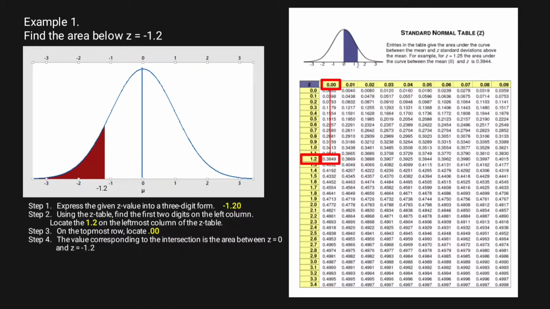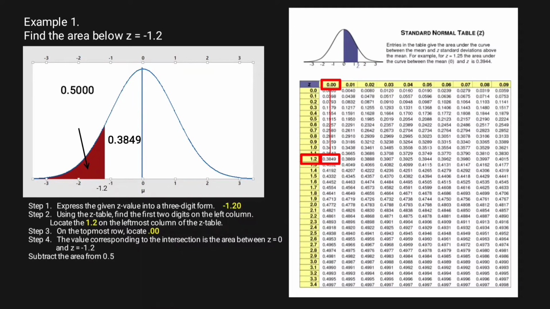Okay, so yung intersection nila 0.3849. Pero yung area na yan ay between 0 and negative 1.2. So ito yung part na yon, 0.3849. So para makuha natin yung shaded part, yan, yung shaded part na yan, subtract the area from 0.5. Since ang area ng kalahati ng normal curve ay 0.5. So subtract the area from 0.5 para makuha yung shaded part.